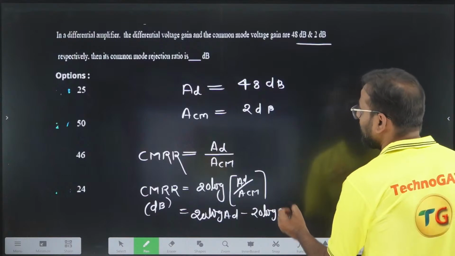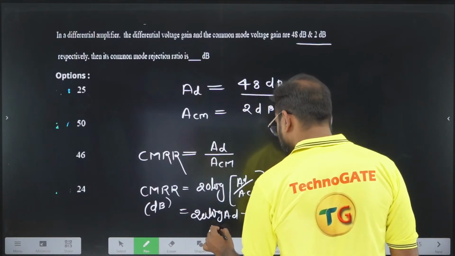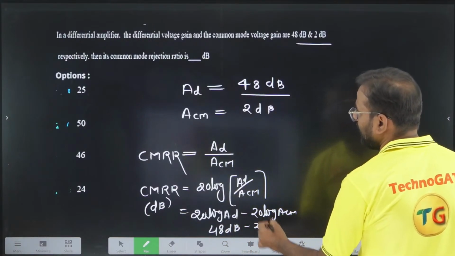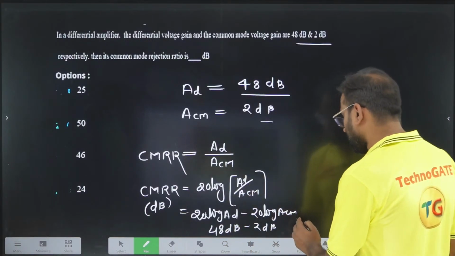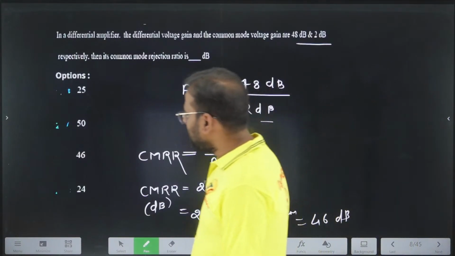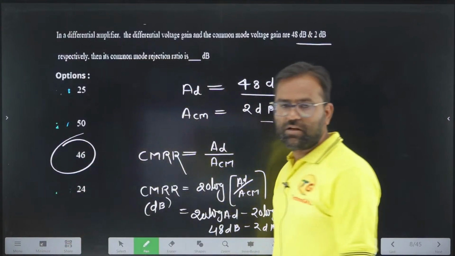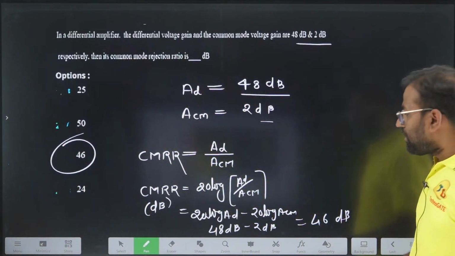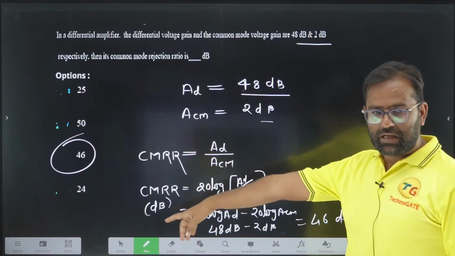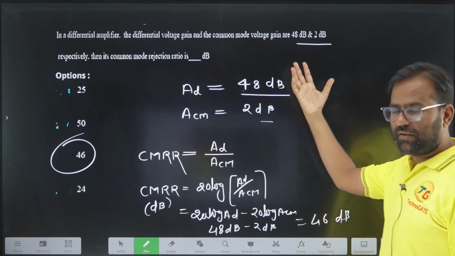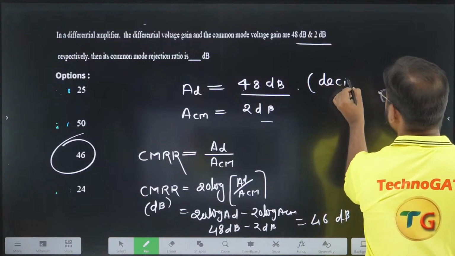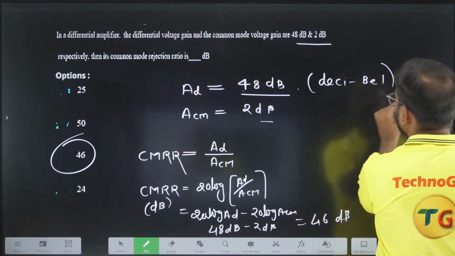All values are given in dB. So this is 48 dB, this is minus 2 dB. These values are given in dB. So what is the answer? CMRR is 46 dB. So 46 dB is the correct answer here. Don't try to divide this. 48 divided by 2 is 24, but 24 is not the correct answer. Keep in mind that the data are given in decibels. In decibel, deci means 10, and bel is the unit.